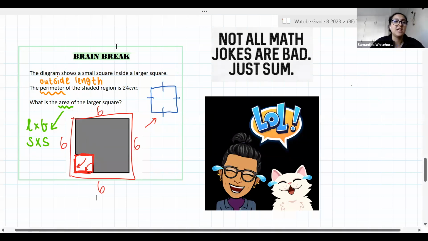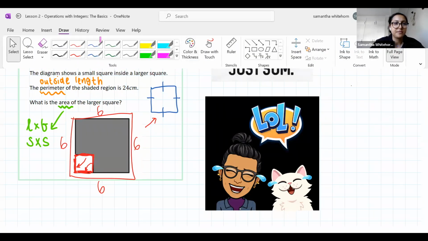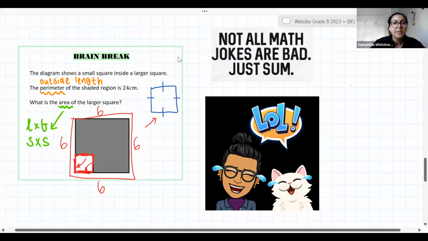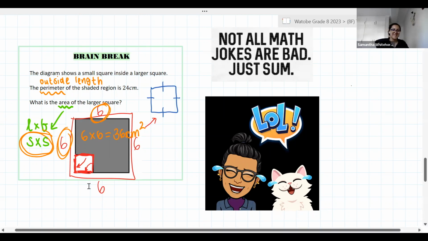Maseko, how did you then get the area? Ma'am, I multiply 6 by 6. Perfect, exactly. So guys, remember I said area is side times side. You know that one side is 6, you know another side is 6. And so if we say 6 times 6, we get an area of 36 centimeters squared. Very nicely done, well done. So proud of you.